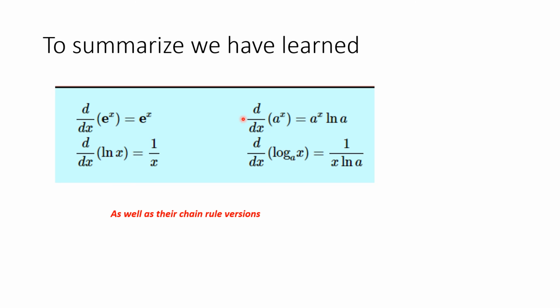So to summarize what happened in this video, we learned that the derivative with respect to x of e to the x is e to the x. We learned that the derivative with respect to x of a to the x is a to the x times ln of a. We learned that the derivative with respect to x of the natural logarithm is 1 over x, and that the derivative with respect to x of the logarithm base a of x is 1 over x ln of a. And please remember that there are chain rule versions of this as well.